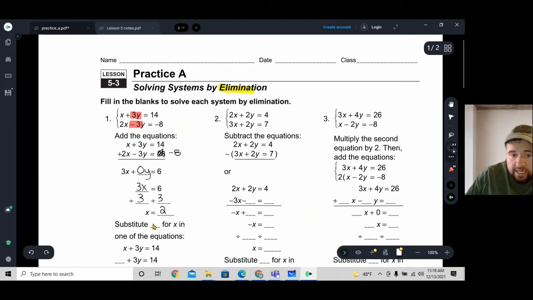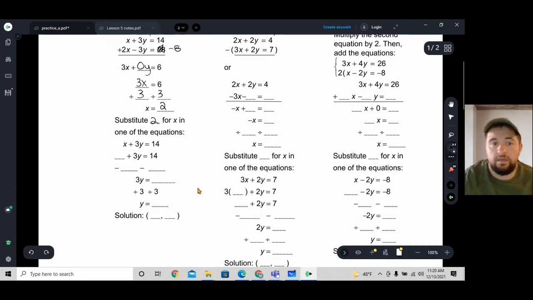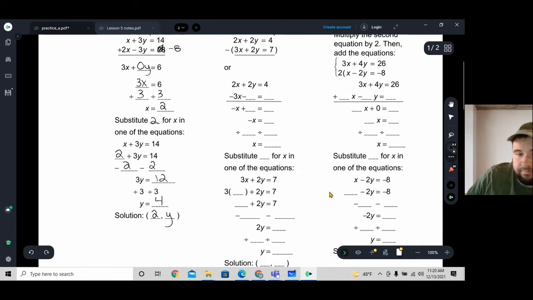And I'm going to substitute that 2 in for one of my equations. So I'm going to place that 2. 2 plus 3y equals 14. Where the x was, I'm going to put the 2 in its place. I'm going to subtract 2 from both sides. And I'm going to say 3y equals 12. I'm going to divide by 3. And I'm going to say y equals 4. So my solution is going to be x is 2 and y is 4.